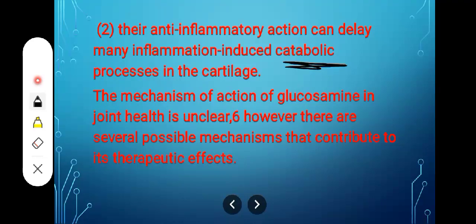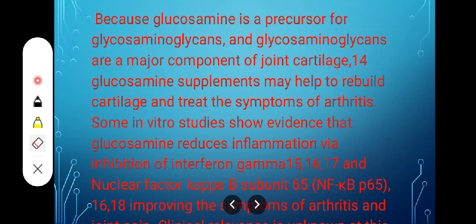The mechanism of action of glucosamine in joint health is not fully understood. However, there are several possible mechanisms that contribute to its therapeutic effects. Because glucosamine is a precursor for glycosaminoglycans, and glycosaminoglycans are the major component of joint cartilage protein, glucosamine supplements may help to rebuild the cartilage and treat the symptoms of arthritis.